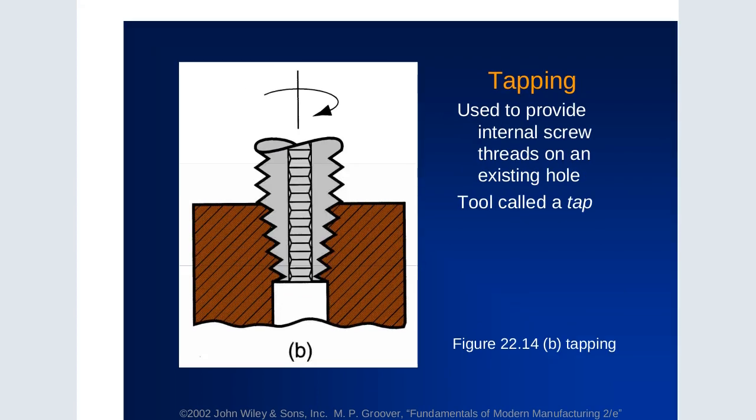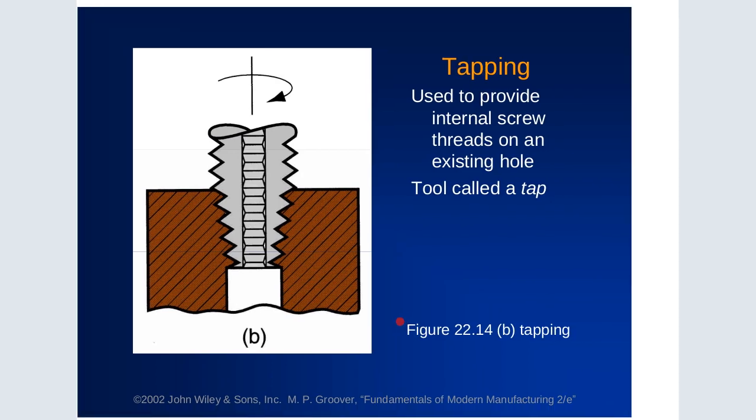Tapping. Tapping, we had already talked about when we were doing tools and measurement and marking out. So tapping is used to provide internal screw threads on an existing hole. So the internal threads are used, you use a tap to create threads. So if you want maybe for something like a nut or a bolt, use the tapping to get the internal screw threads on the existing hole.